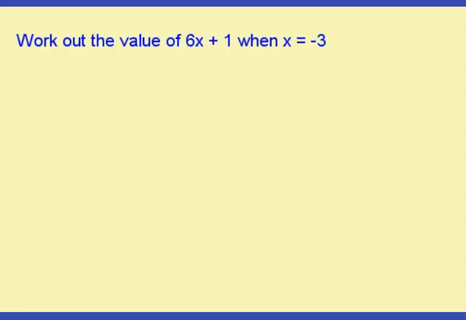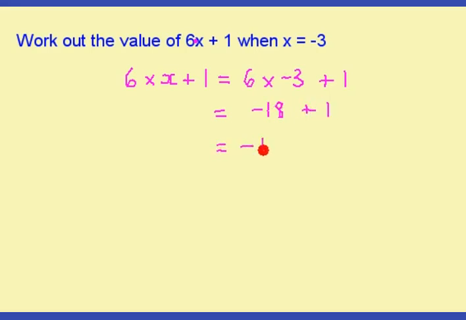This is a substitution question. We're told that x equals minus 3, and we're asked to work out the value of this here. We've got an invisible times sign in between the 6 and the x. We need to remember that when we do the question. So, 6x plus 1 actually means 6 times x plus 1. X is minus 3, so we've got 6 times minus 3 plus 1. 6 times minus 3 is minus 18, plus 1 is going to give me minus 17.